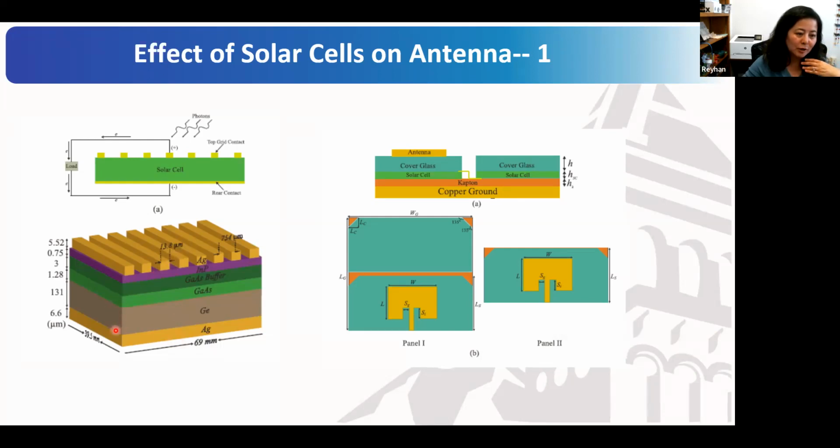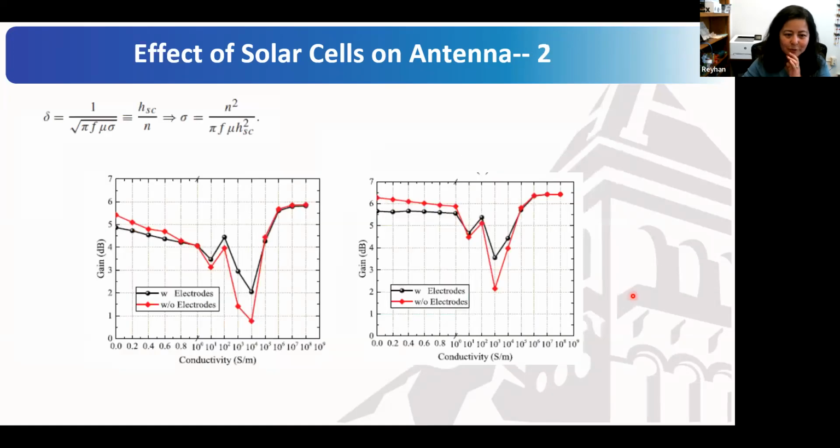So the majority of it is germanium, and then we have these active junction, and then the mesh, the line that conducts the current that I talked about earlier. Now on top, we will put cover glass and then put our antennas. Okay, here are some results.